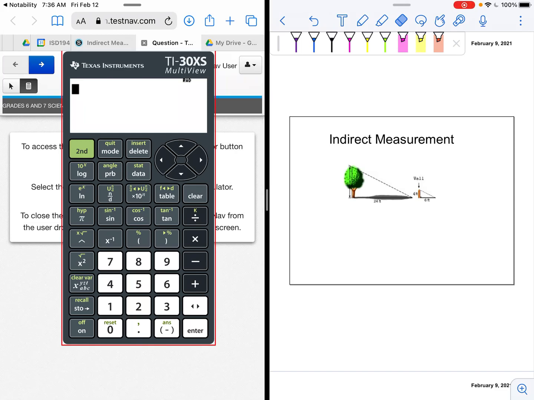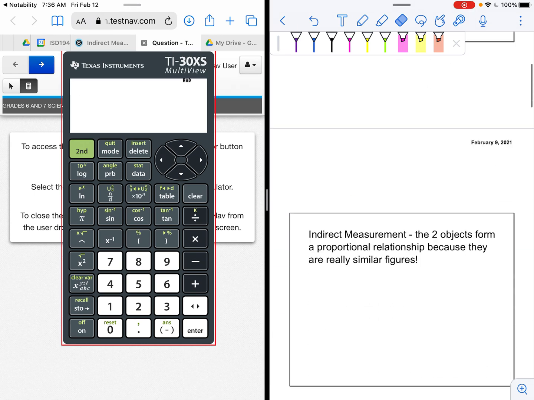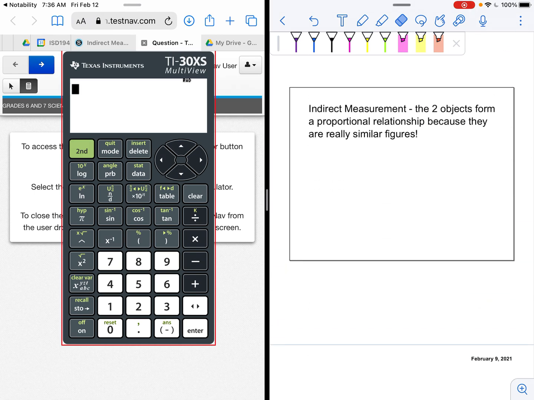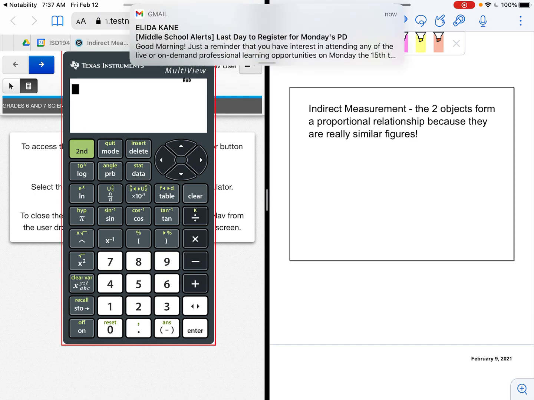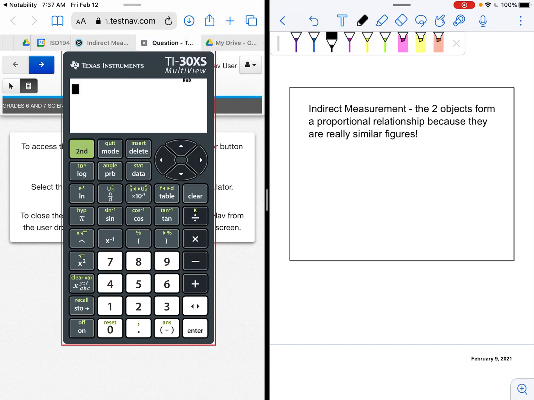So this morning we're going to be talking about indirect measurement. You can see I have a tree and a wall. I know the height of the wall. I don't know the height of the tree, but I'm going to use the fact that they form triangles and therefore are similar figures to figure out the missing height that I'm not able to measure. Because they are proportional relationships and similar figures, I can use proportions.